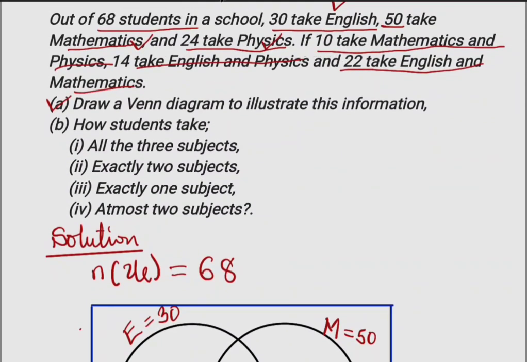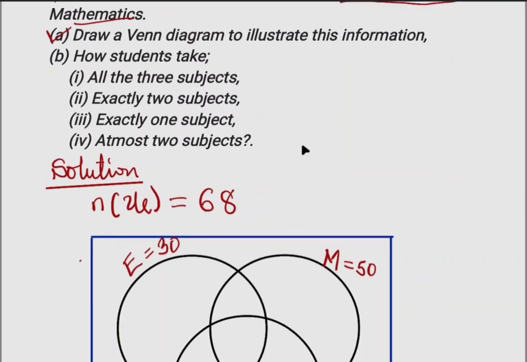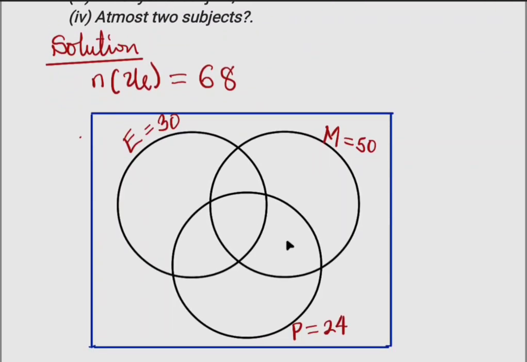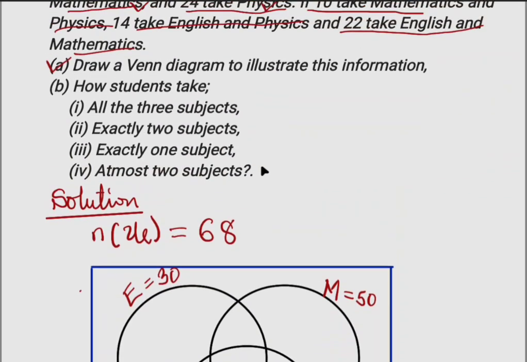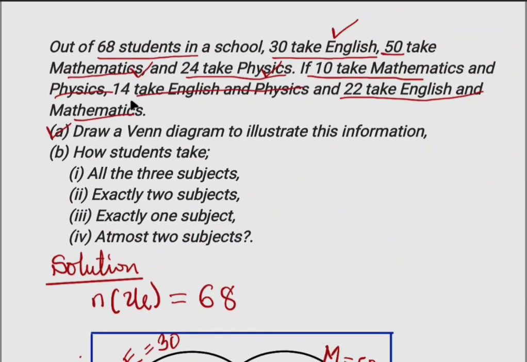If 10, as we have it here, take math and physics, this is where math and physics join. This position is where math and physics join. It has been established in our previous video. Math and physics, we are given 10, so we shall put 10 here.